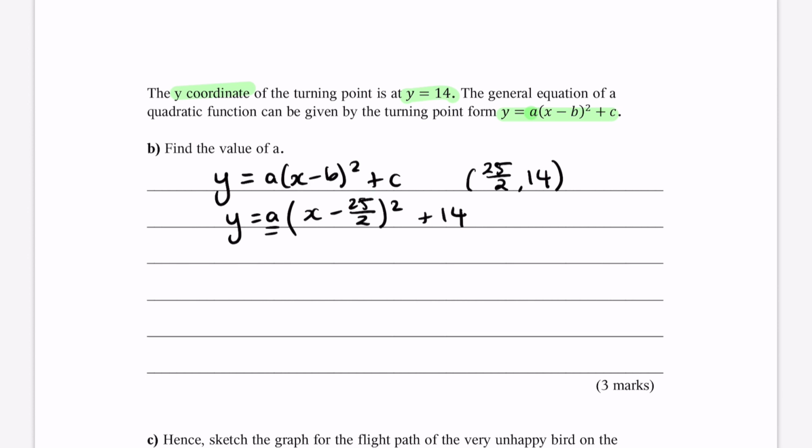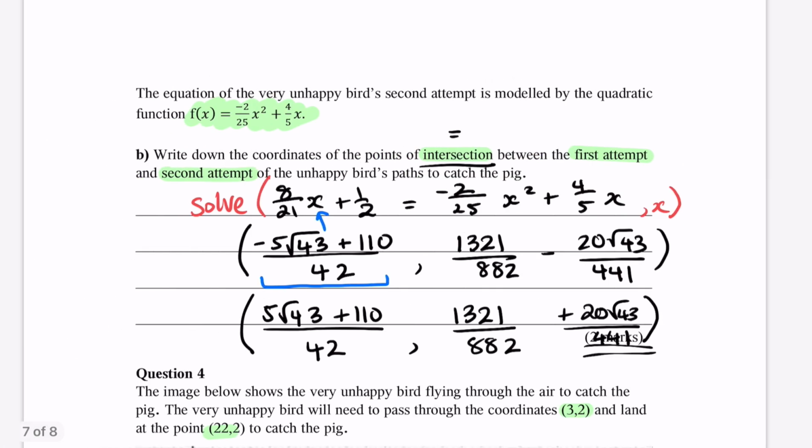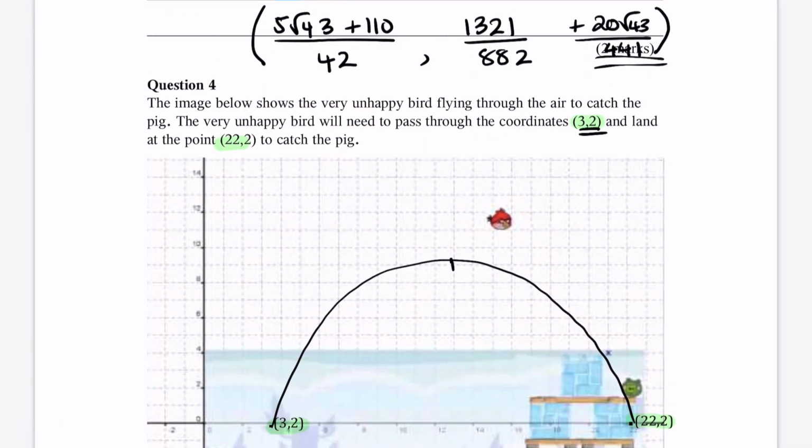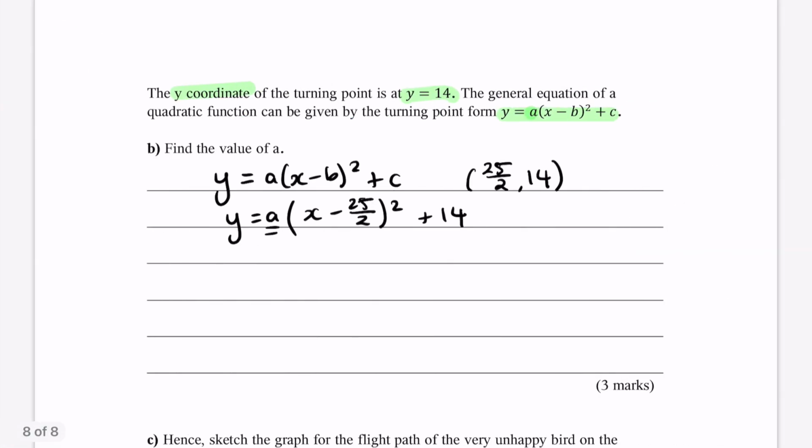Now, in order to find a, what we need to do is substitute in a point. And lucky us, we've got two points that it needs to go through, (3, 2) and (22, 2). Whichever one, I prefer smaller numbers, so I'm just going to substitute this in. 3 minus... And again, we are going to our CAS. Do not try this by hand.